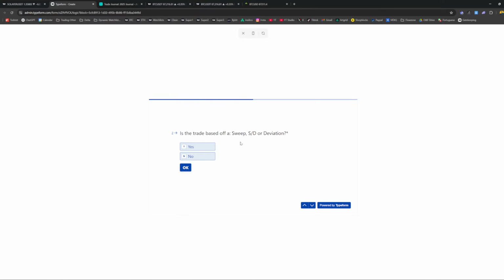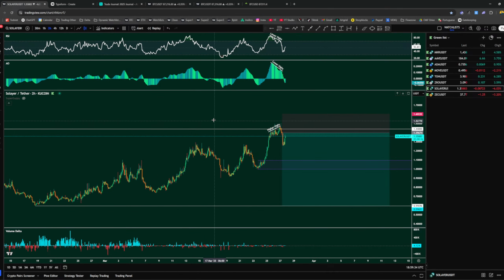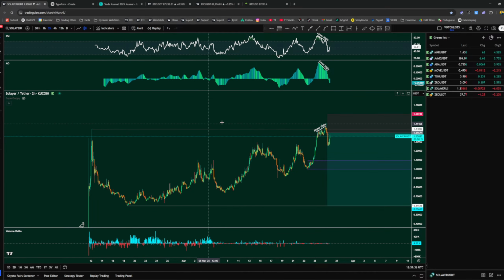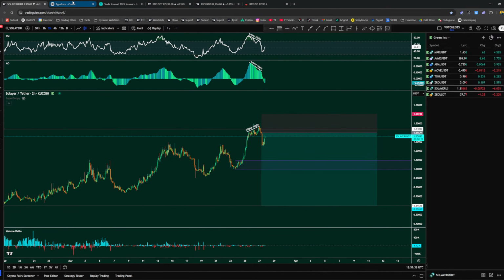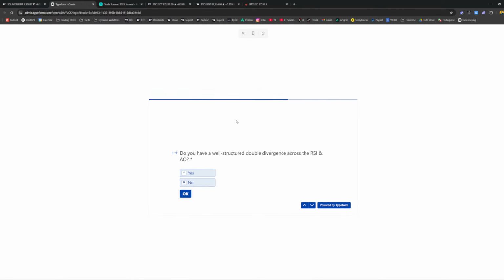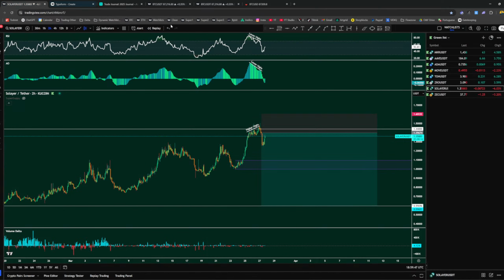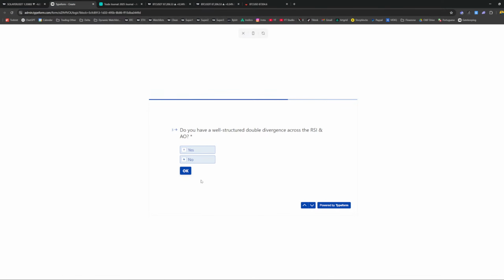Is the trade based off a sweep, supply or demand, or deviation, right? You can see that yes, we're sweeping this historical high here, okay? So yes. Do you have a well-structured double divergence across the RSI and the awesome oscillator? Yep. All right, you've got that double divergence alignment, right? Both oscillators are diverging.